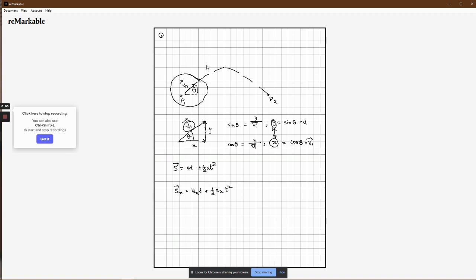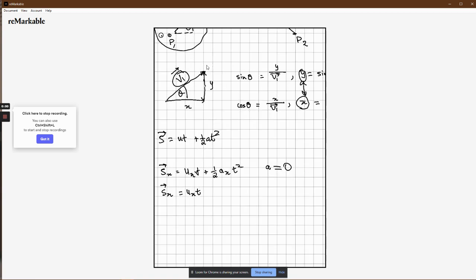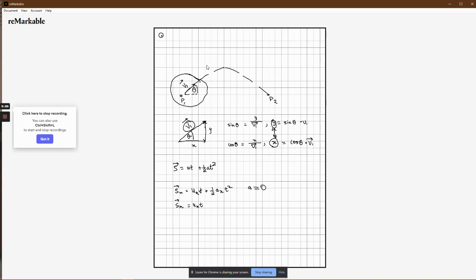Now, is there some sort of force pulling this projectile towards point 2? No, there's not any external acceleration source pulling it off. Therefore, acceleration has to equal 0. We can then conclude that the displacement in the x direction is equal to the initial velocity in the x direction multiplied by time. Suppose we solve for time. We know that S of x is equal to u of x times t, so t is equal to S of x over u of x.